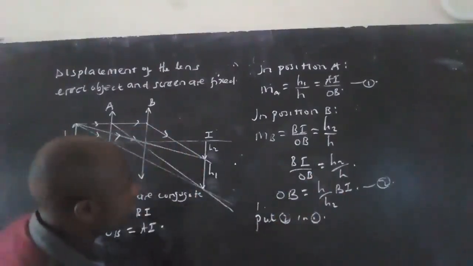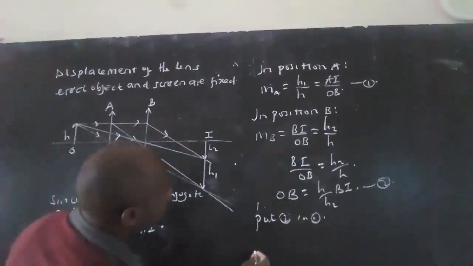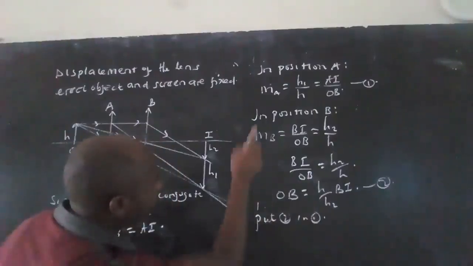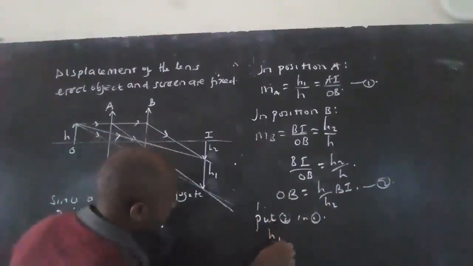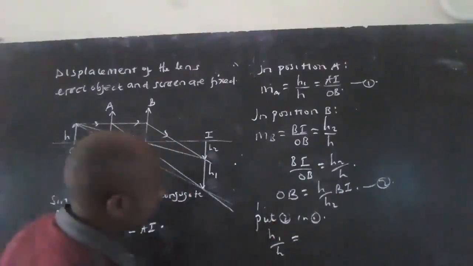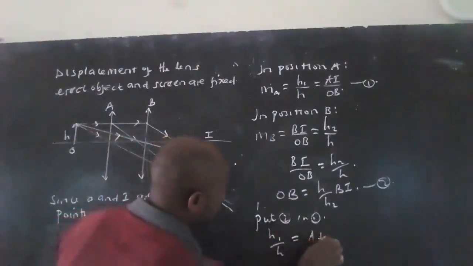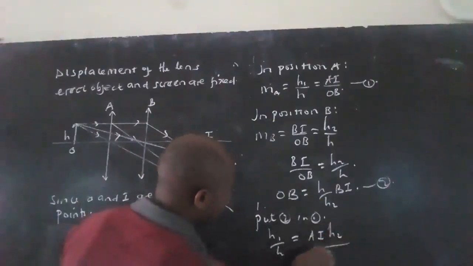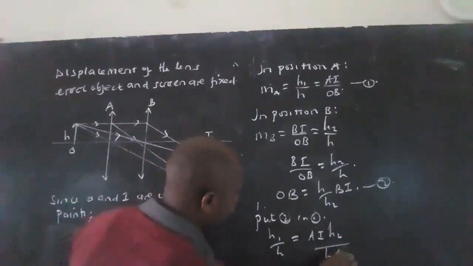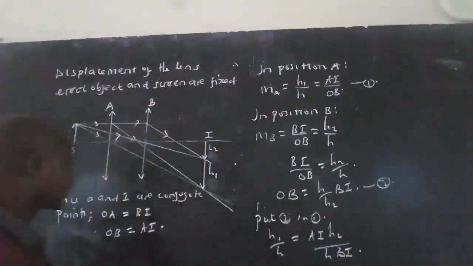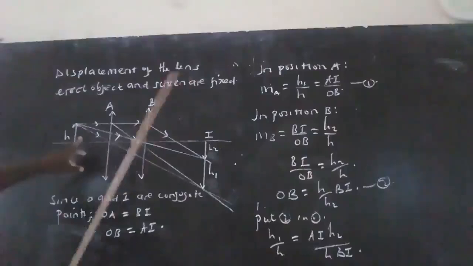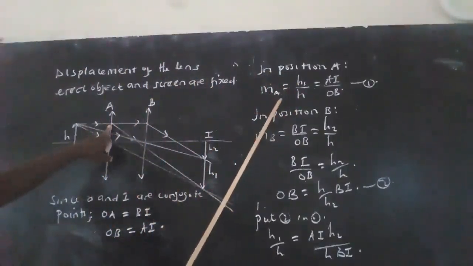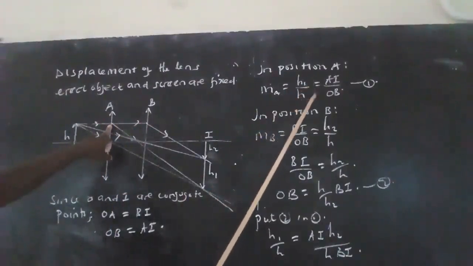So substitute in 1, this is 2, put 2 in 1. So where is it? OB, we shall put this one. So we shall now say H1 over H is equal to that is AI. Divide that, H will go up, H times BI. So let us go back. Magnification is equal to, this one is okay.